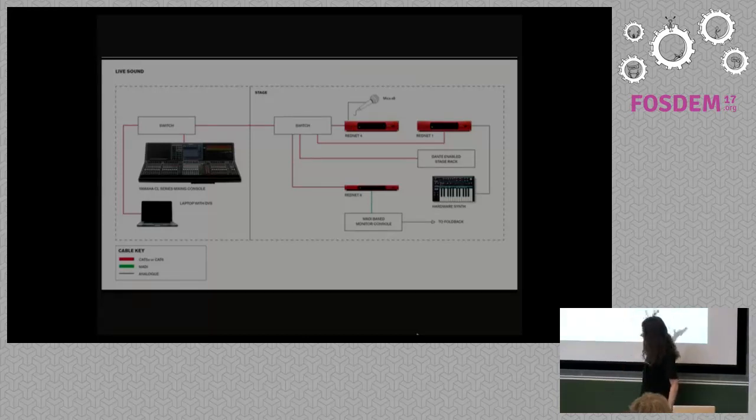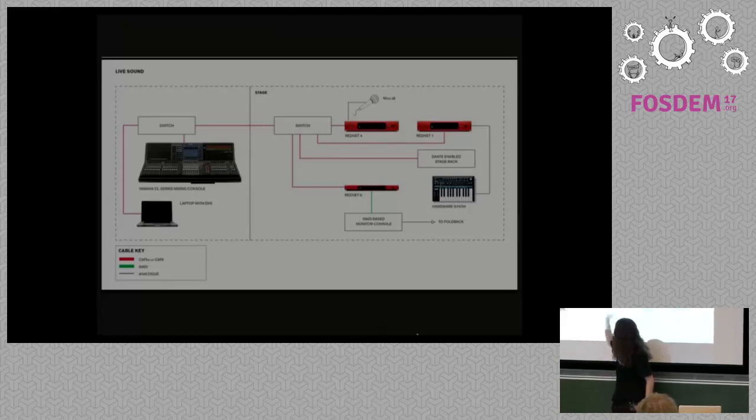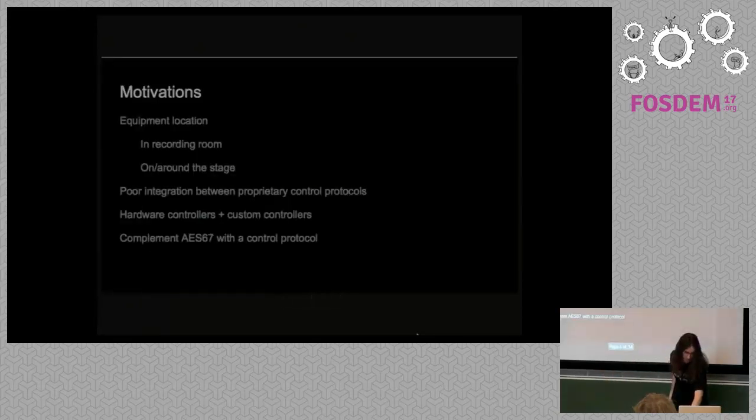So typical setup has some equipment on the stage, some equipment at the back of the room in the audio area for mixing, for recording. And so signals come from the stage, get mixed, recorded, and then can be sent back out for front of house sound and for stage monitoring. That's a fairly typical setup.